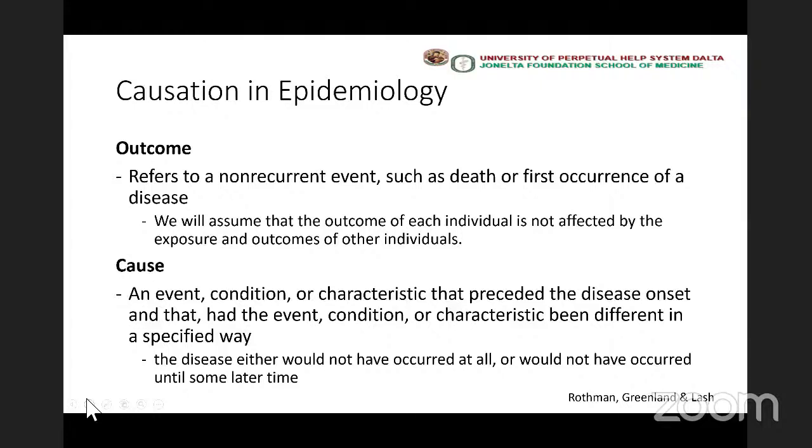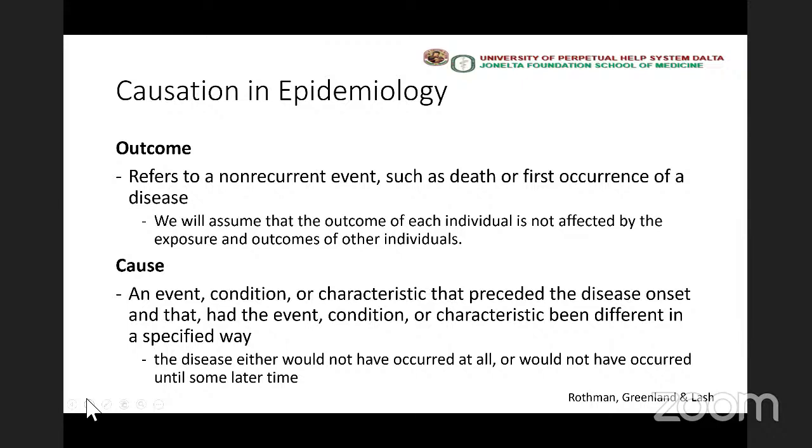Okay. So we will assume that the outcome of each individual is not affected by the exposure and outcomes of other individuals. So for example, non-recurrent event, you took the exam, the outcome would be your test scores. Okay. You take your weight, the outcome would be your weight, etc. So that is any non-recurring event.